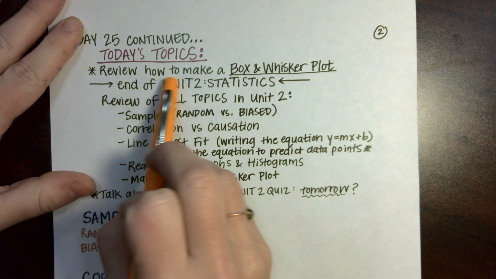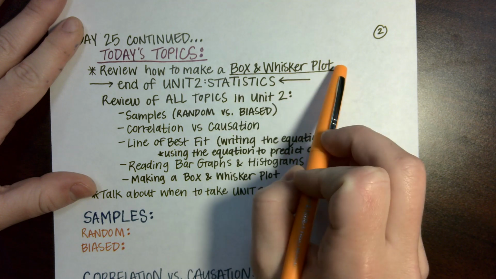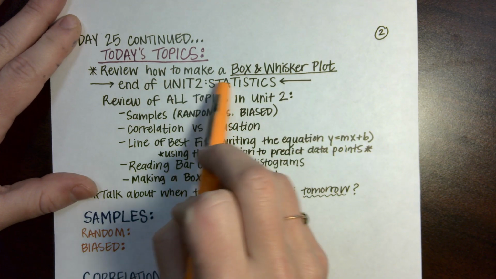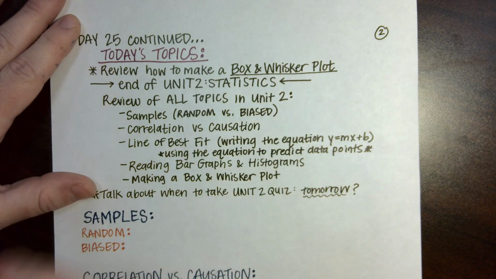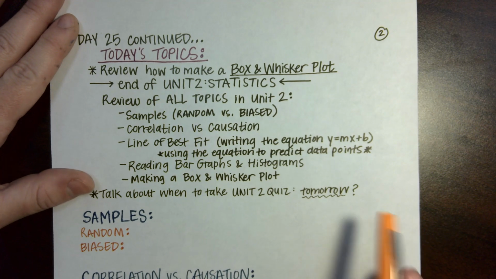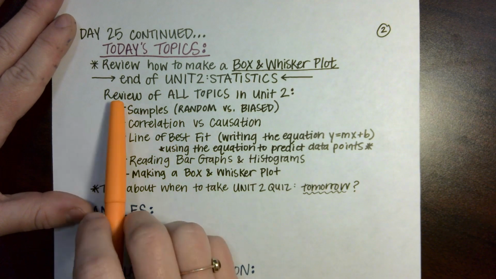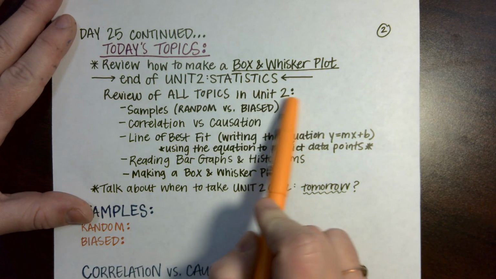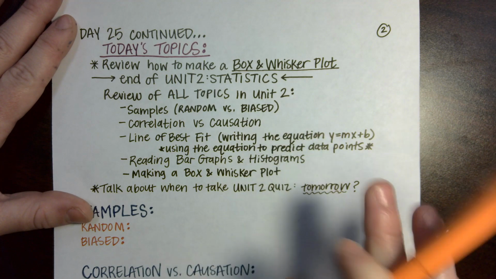We're going to be showing how to make a box and whisker plot. And then that's the end of Unit 2, statistics. That's it. We've done everything there is to do in our unit. So let's review quickly all of our topics that are in Unit 2.